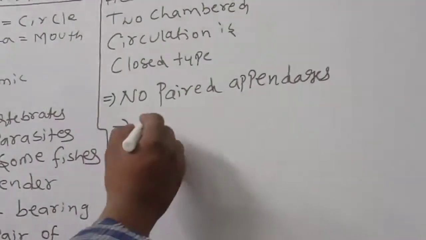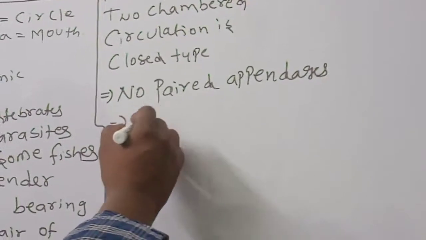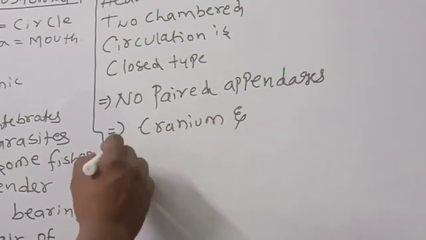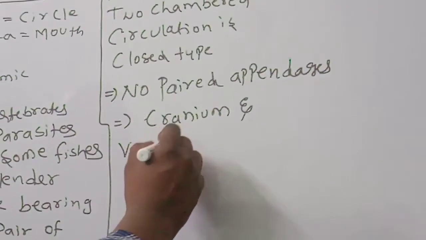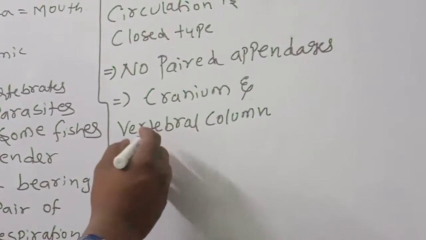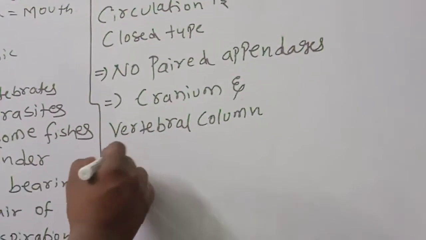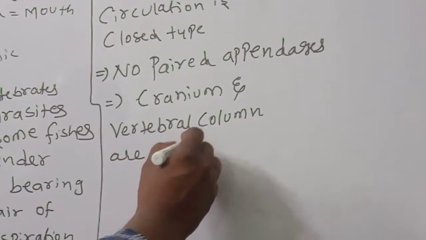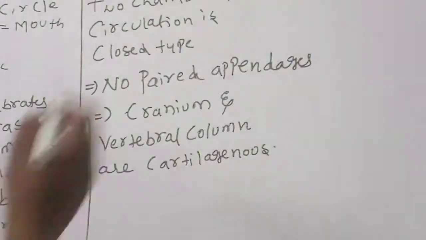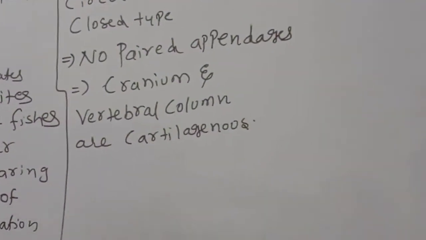And cranium and vertebral column are cartilaginous. You know, the cranium is the bony box. The cranium and vertebral column are cartilaginous. Cartilaginous means made with cartilage.